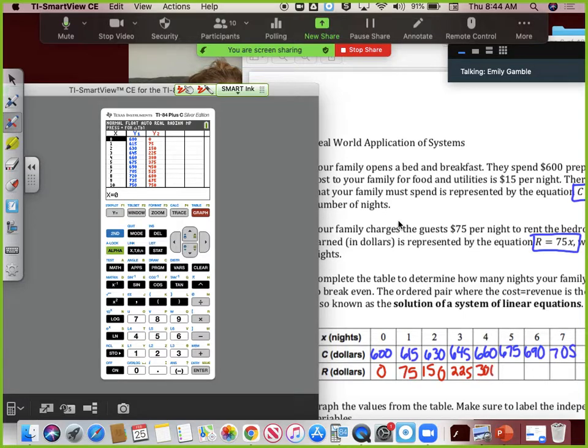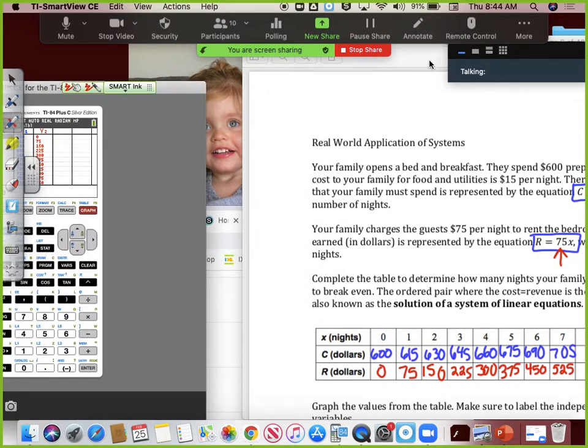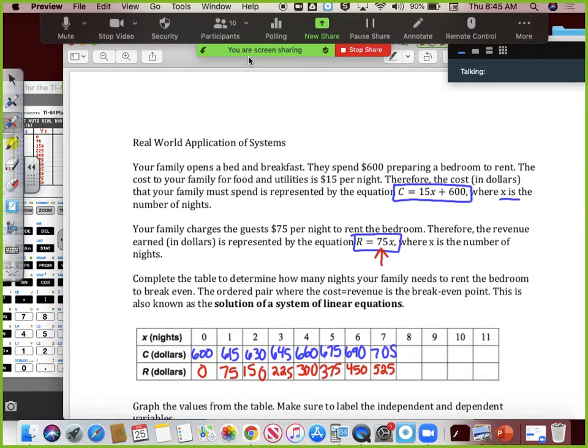What's happening each time? For each night, it's increasing by what? 75. And we can see that as well with the equation slope, it's increasing by 75. I can only go up to 7, but you should go up to 11. Okay, there we go.